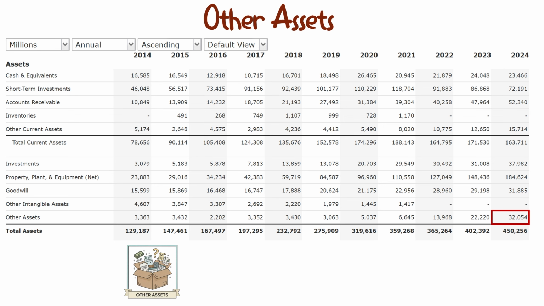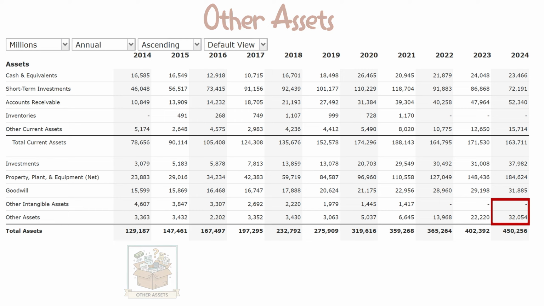Finally, we have other assets, which totals $32 billion for Alphabet. This is another catch-all category, but for non-current items, assets the company expects to hold for more than a year that don't fit into the other categories we have discussed. This could include things like long-term prepaid expenses, deferred tax assets, or various other long-term financial instruments.